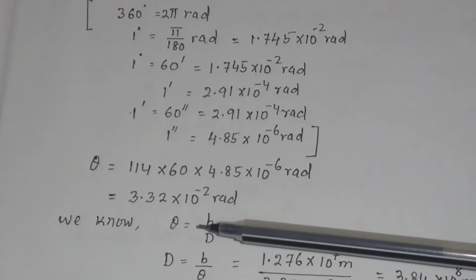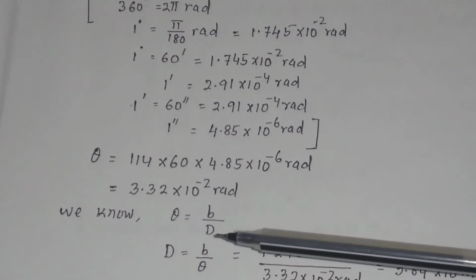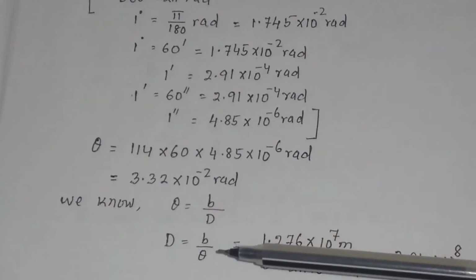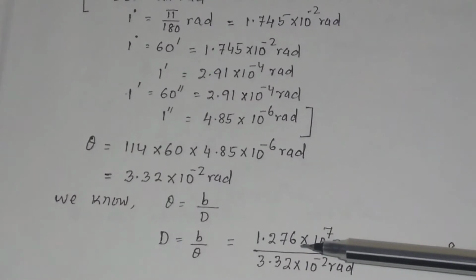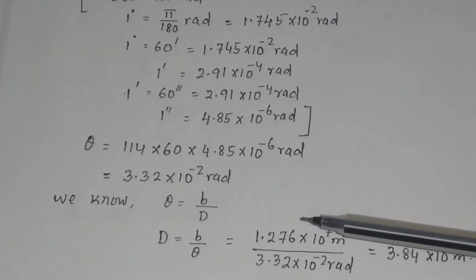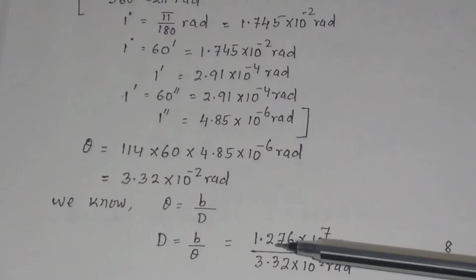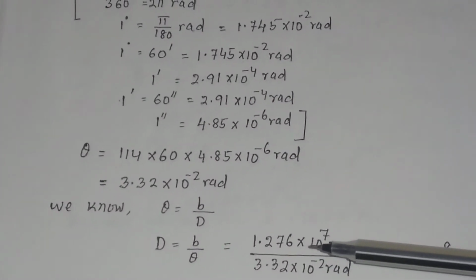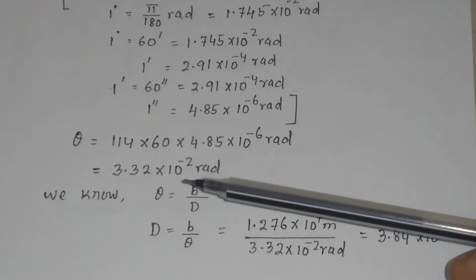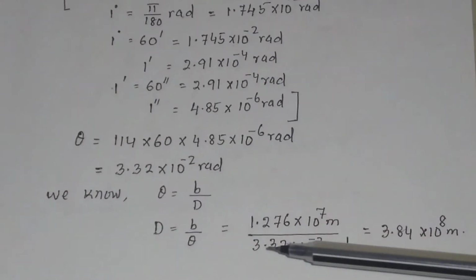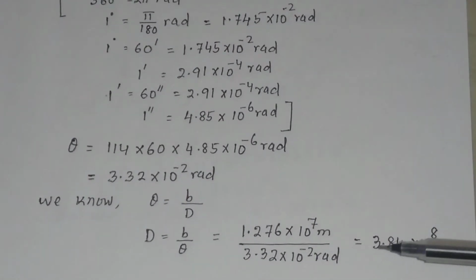Now use the formula theta is equal to b divided by d. So d will be equal to b divided by theta. The b value we have: it is given as the diameter of the earth, which is equal to 1.276 into 10 to the power 7 meter, and the theta value you have calculated is 3.32 into 10 to the power minus 2 radian. So if you divide these two, then the distance between earth and moon will be equal to 3.84 into 10 to the power 8 meter.